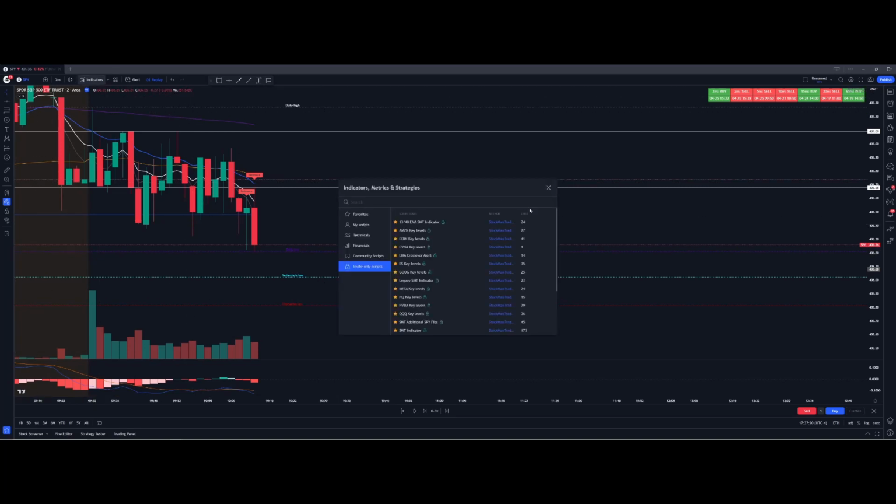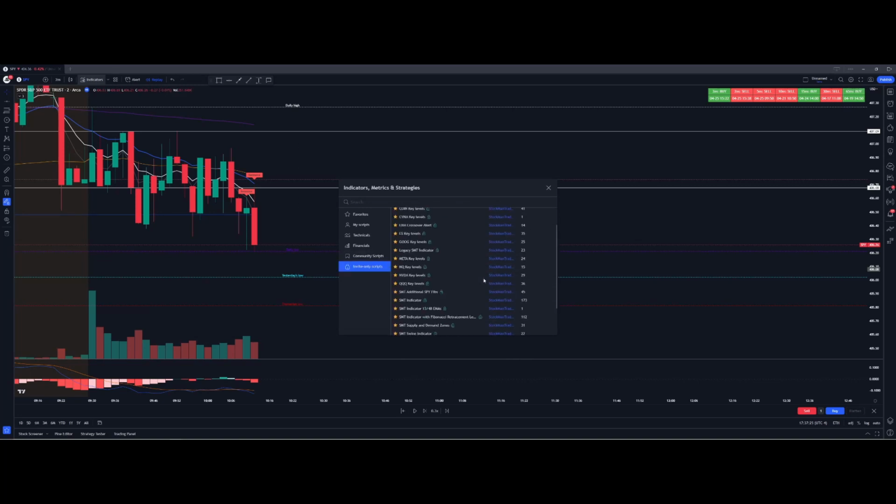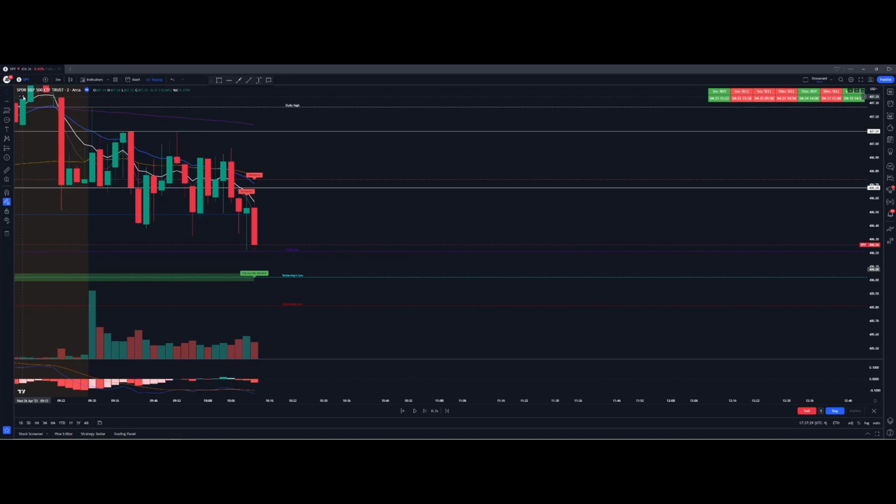Now, I totally forgot, for some reason my supply and demand zones indicator didn't add, so let me add that right here. Yep. And I like to have all the zones enabled unless there's a ton of them overlapping.